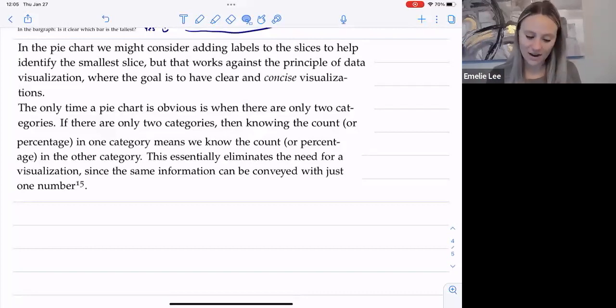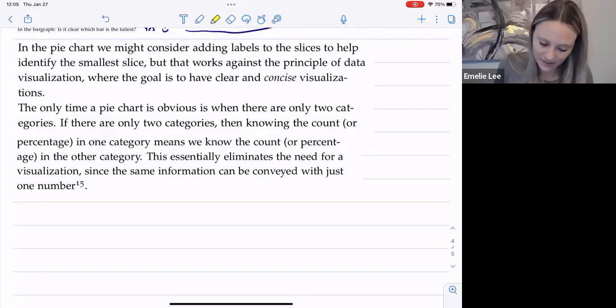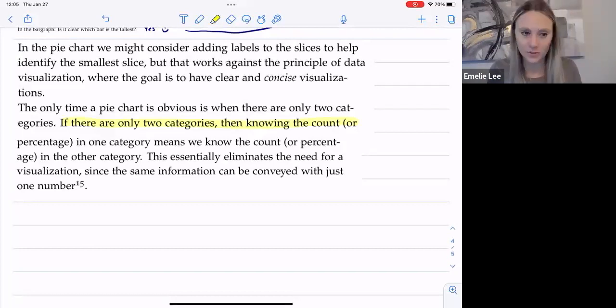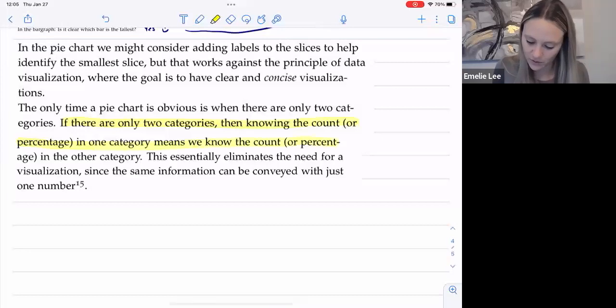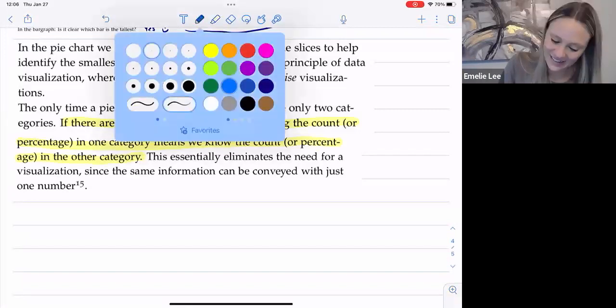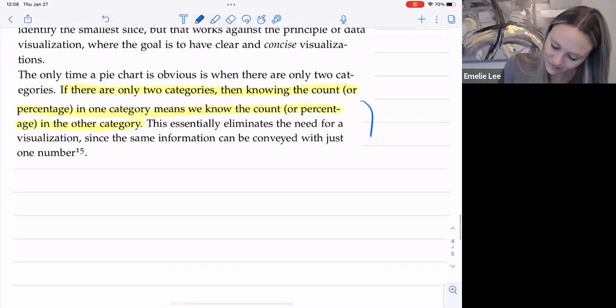And so, right, if there are only 2 categories, then knowing the count or the percentage in one category means that we know the count or the percentage in the other category. And so this is where I want you to watch that video that I posted on Moodle, where he goes half do or half don't, right? And so here, see half do or half don't.